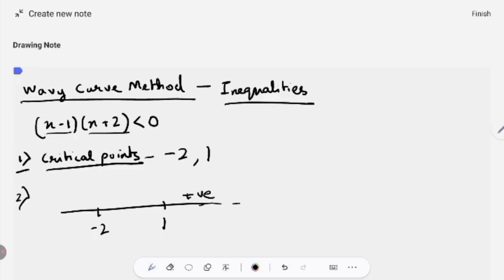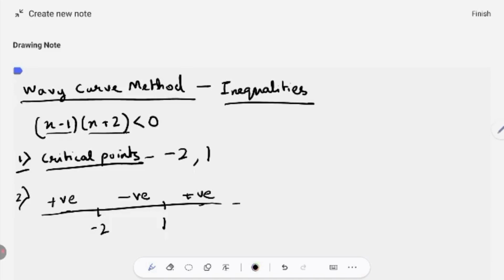Now let's take a number in between minus 2 and 1, let's say 0. If you put 0 in x minus 1, that is minus 1, and x plus 2, that is 2. So minus 1 multiplied by 2 is less than 0. So this expression becomes negative. Again, take any number less than minus 2, let's say minus 3, it will again become positive.